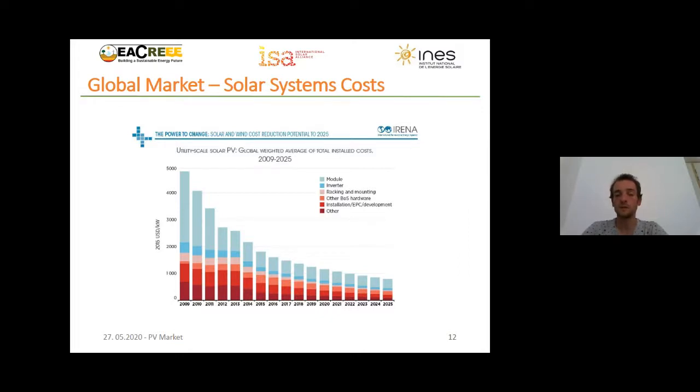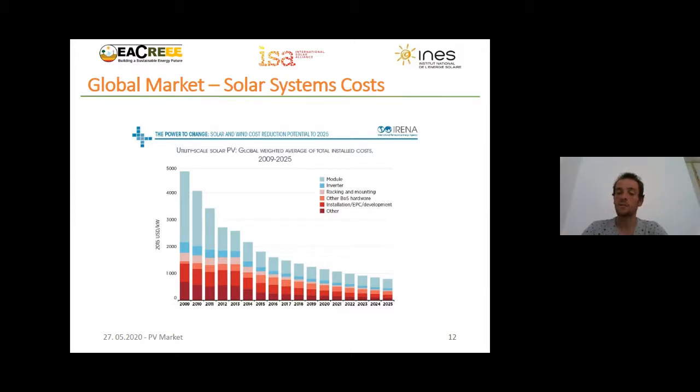So this graph from Irena as well accounts for the evolution of the global system cost from 2009, and it gives you a prospect until 2025. So if we look at the data of 2020, this year, we can see that the light blue part is the module costs, and maybe accounts for 30 to 40% of all system costs.